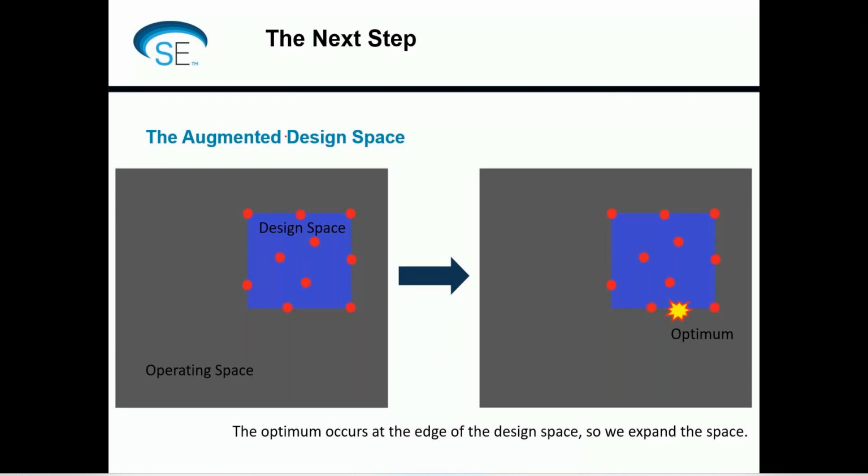So this is one case where, let's say, this gray region is your operating space, technically anywhere where the process can be run. Blue is your design space. These red dots are the DOE, they're the experiment, and you do the experiment, and boom, right there, that's where your optimum occurs. So your optimum occurs at the edge of the design space, so we can expand the space.